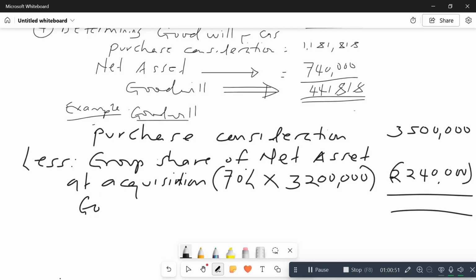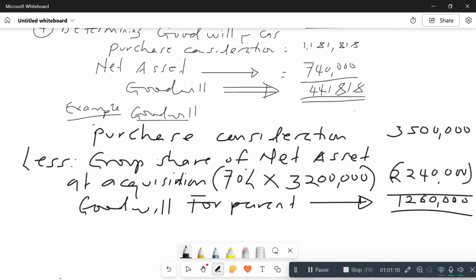Now, when we subtract, we shall get goodwill attributable to parent. So goodwill for parent is going to be 3.5 million minus 2,240,000, and we shall get 1,260,000. Good.